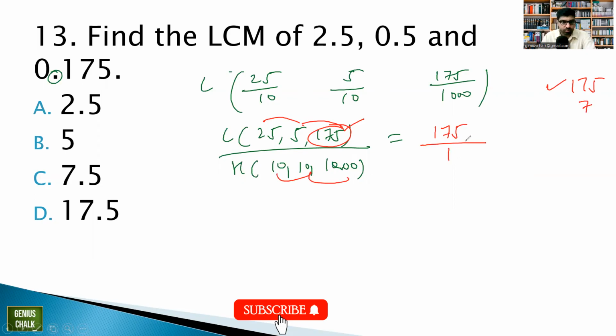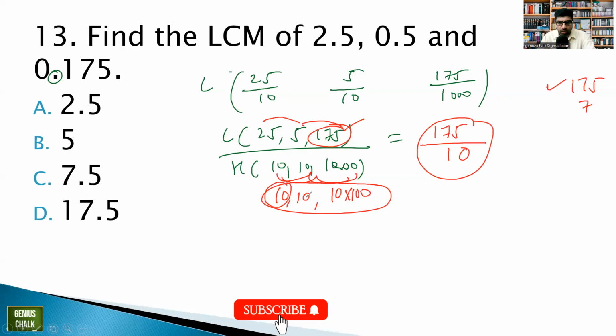And what is the HCF? You can see 10 is there, 10 is there, and 1000 is there. So the HCF is 10, because 10 is present in all. Like 1000, I can write as 10 into 100, and in the other cases, we have 10. So what is the highest common factor? 10, 10 everywhere. So what is my answer? 17.5. Option D is my answer, right?